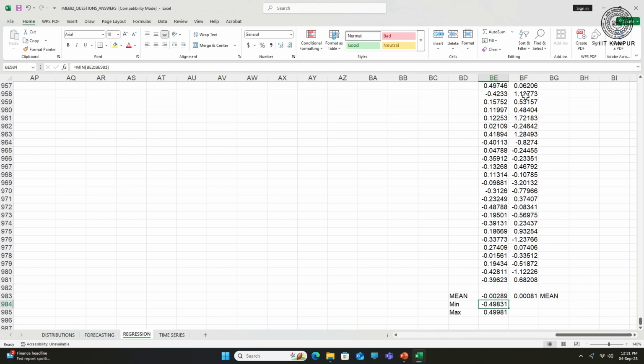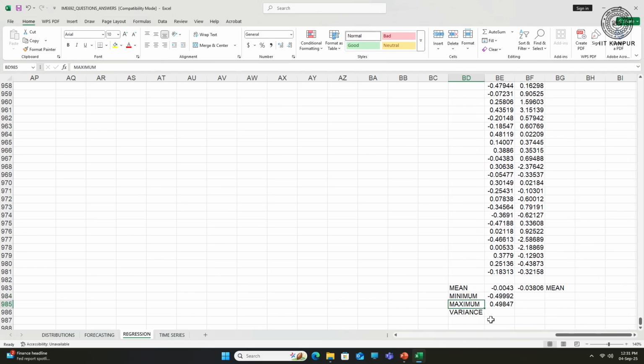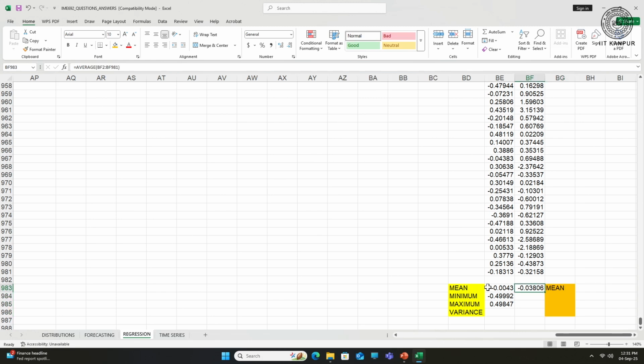Interesting. What is the variance? So, this is the minimum, maximum and the variance. I will mark them with yellow color. I will mark them here also with, say for example, orange color, just for differentiation. So, orange is for normal, yellow is for uniform discrete. I will spend some extra minutes here today.